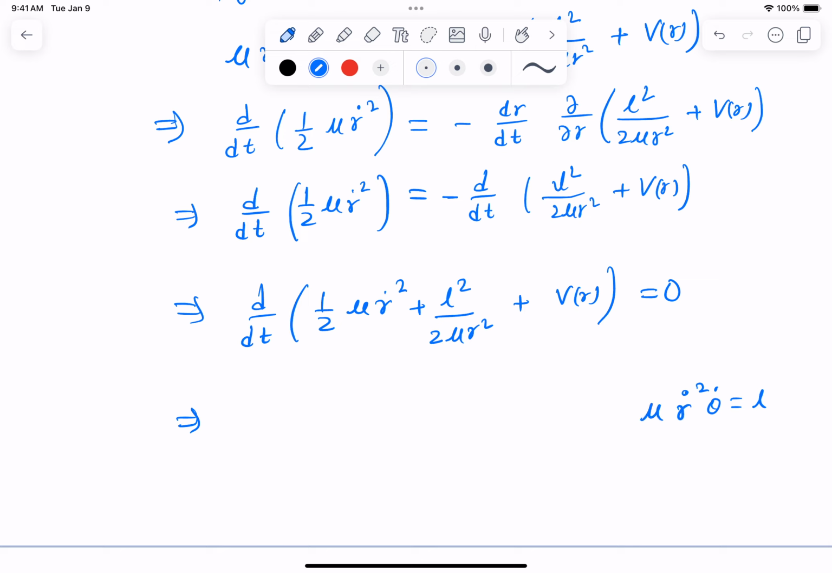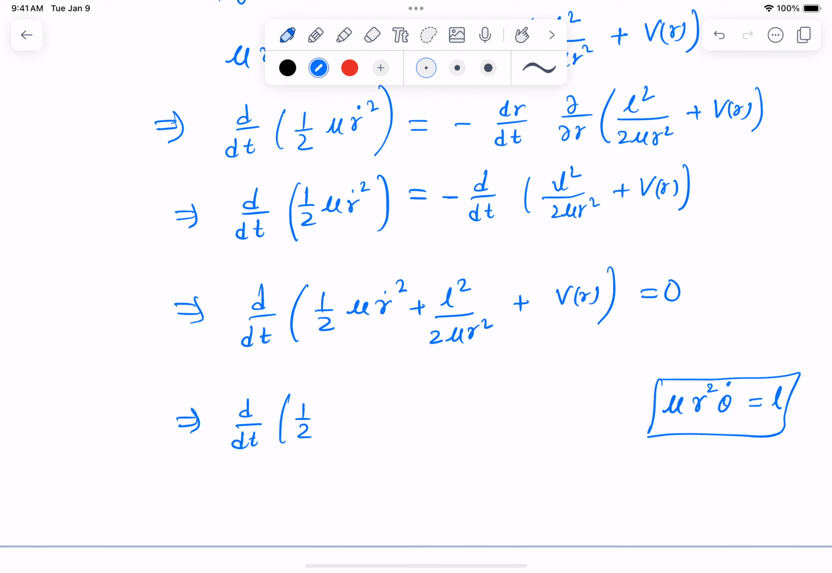Or mu r dot square theta dot, sorry, the angular momentum equation was mu r square theta dot equals L. That was the angular momentum equation. And if you substitute that into here, you will get d by dt of half of mu r dot square plus r square theta dot square plus V of r equals 0.